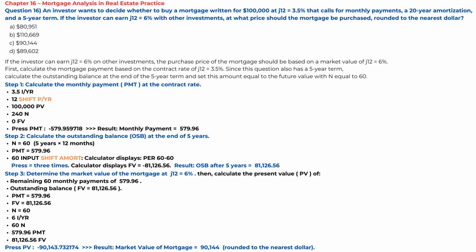Step 3. Determine the market value of the mortgage at J12 equals 6%. Then calculate the present value PV, 6 I/YR, 60 N. Press PV. Calculator displays 90,143.732174, which is the market value of the mortgage, rounded to the nearest dollar, $90,144. Thus, the correct option is C.